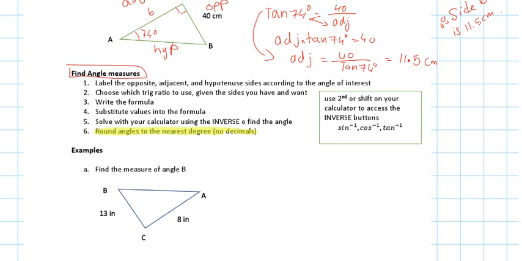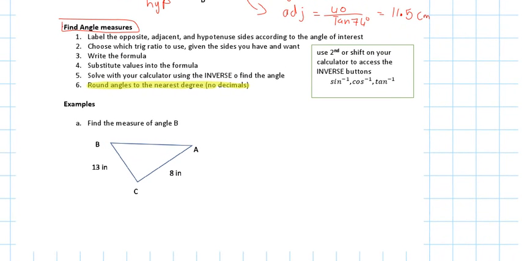Now, something that you need to remember is that whenever you're looking for an angle, you're going to have to use the inverse button. So on your calculator, check for me, where do you see the sine to the power of -1 or cosine to the power of -1? It's the same button, but it's in the yellow. That's right. So you have to press the shift button or the second button to get to it.